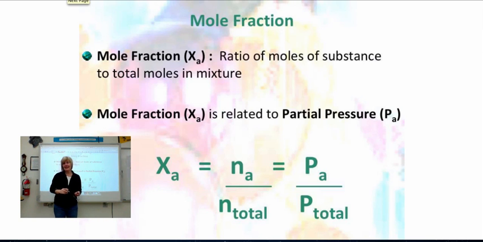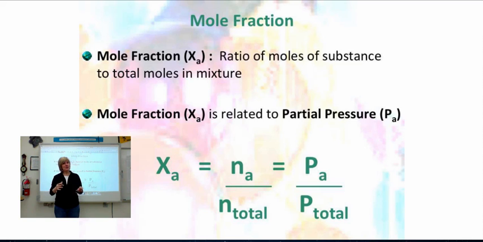Another way that we measure gas concentration is mole fraction. We've done the mole fraction before, and now we're going to do it again. The mole fraction is the moles of a substance over the total moles present in the mixture. So if I have a gas mixture of hydrogen and helium together, the mole fraction of hydrogen is the number of moles of hydrogen over the total moles, the moles of hydrogen and helium added together.